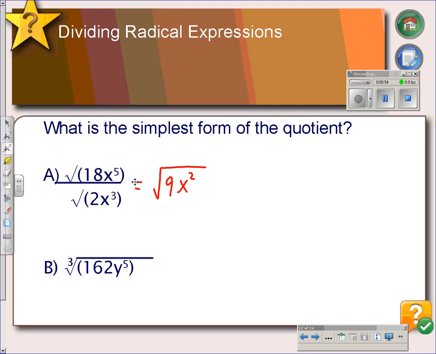So then once we have divided the two radicals, we can simplify the one radical. Square root of 9 is 3. And the square root of x squared is just x.